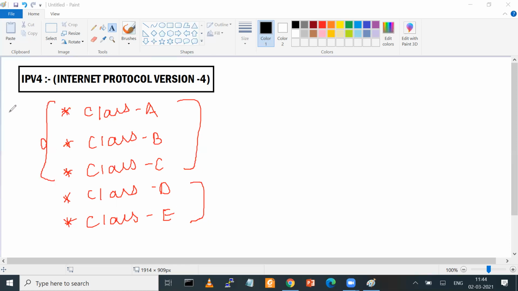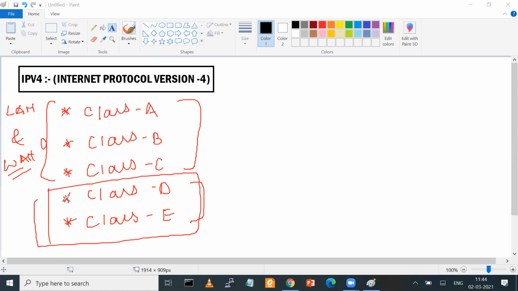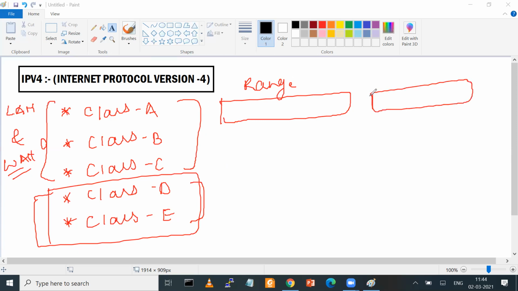A to C classes we use only in LAN and WAN. The communication we do in LAN and WAN, we use A to C classes there. D and E we use for a special purpose. So first we have to understand the range of IPv4 addresses. Let's write the range: 0 to 127 is the range for class A, and the valid range is 1 to 126.